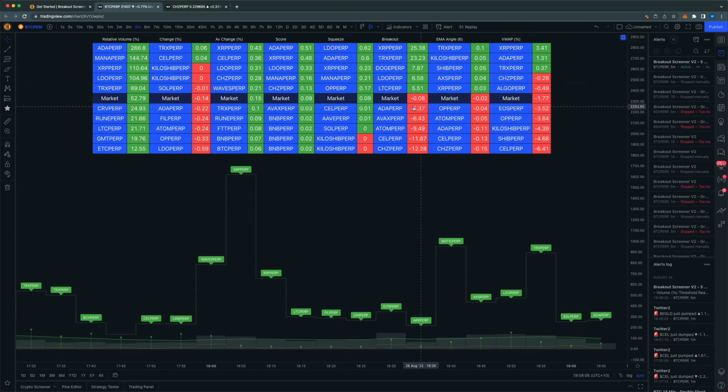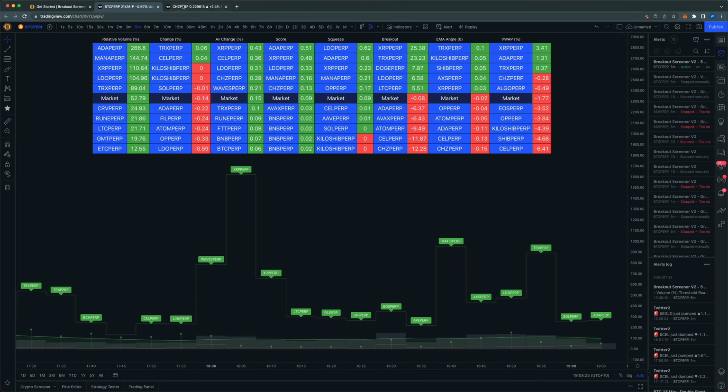And where are we here? Breakout score is one of the top 5 to the downside. ADA, EMA angle, yep, 3rd best to the downside. And VWAP is actually above 0, but that'll be on its way down if this move continues.